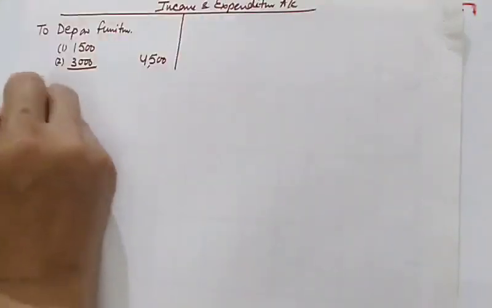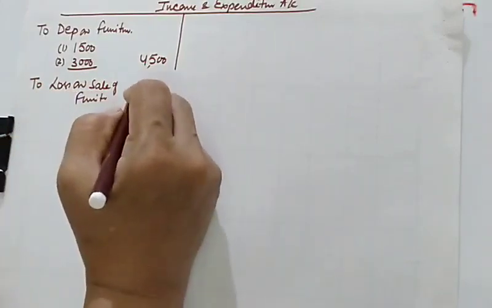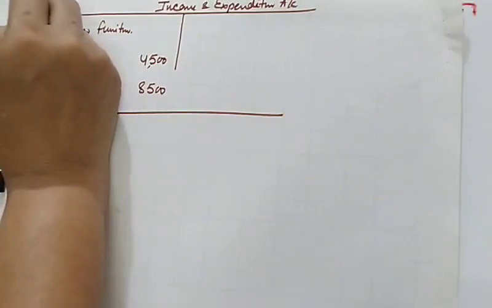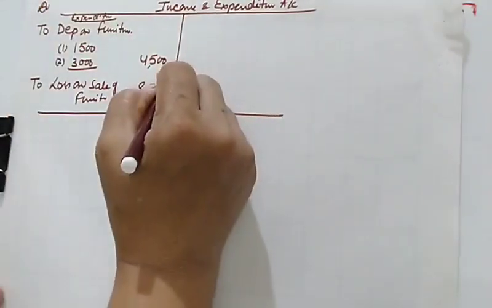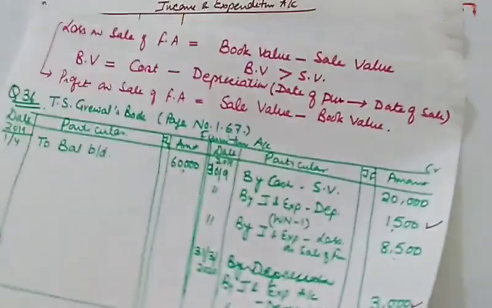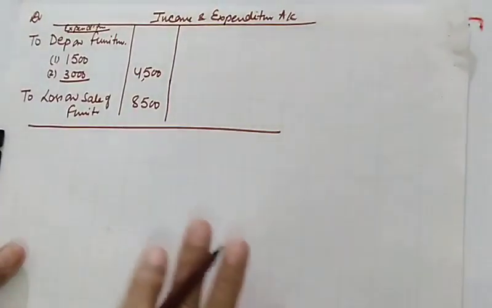Then we'll be showing this loss on sale of furniture, to loss on sale of furniture, and how much is the loss on sale of furniture? It is 8,500. So this is how it is to be shown in the income and expenditure account, debit side, expenditure side. And you don't have to calculate the profit here because this is an extract of the income and expenditure account. Yes, so this is how it is to be shown in income and expenditure.